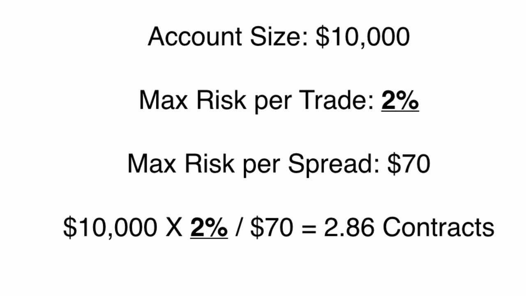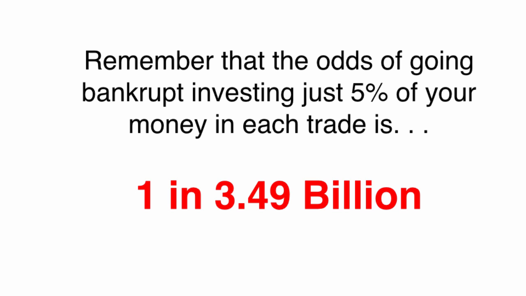Since you have $10,000 times 2% and the max risk per spread is $70, that means that you can trade at most 2.86 contracts. Now, obviously, we can't trade 2.86 contracts, so you can roll it up or roll it down, and maybe you roll it up to 3 contracts. So you can trade 3 spreads to keep your max risk at 2% of your account size. And remember that the odds of going bankrupt investing just 5%, so we talked about 2, but investing just 5% of your money in each trade is 1 in 3.49 billion.